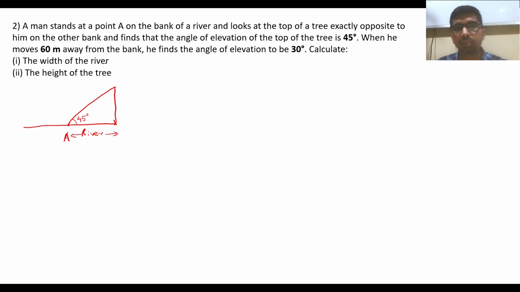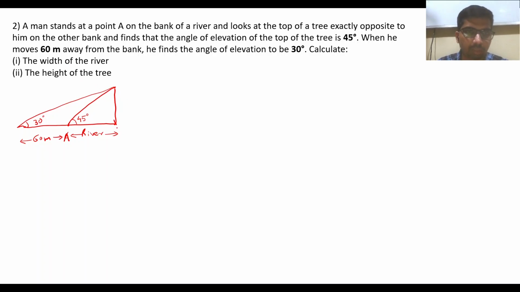When he moves 60 meters away from the bank, in this question he has given, is moving away. So this distance is 60 meters. 60 meter दूर चला गया ये आदमी. And the angle of elevation is 30 degree. It's correct. So when a person goes away from the point, angle of elevation will decrease. This can come in reason and assertion. 30 degree है बराबर. Find the height of the tree and the width of the river.